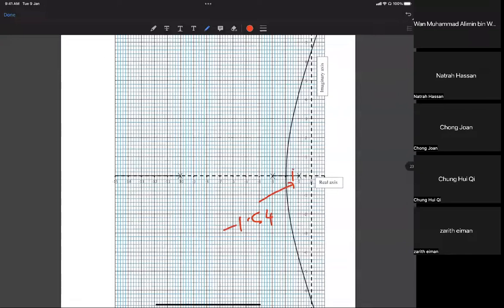Then you go up, then they touch the root locus. How much? Michin? 2.2 J. Yeah. Leave that there. You draw a straight line. Negative 1.54 straight line. Straight line from minus 1.54 intersects with the root locus.